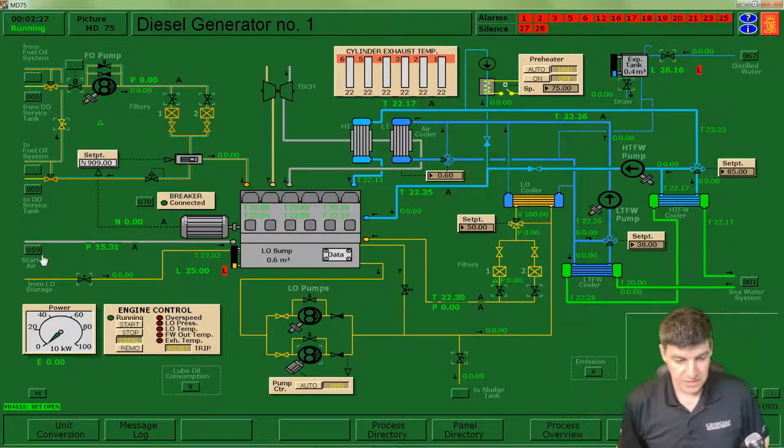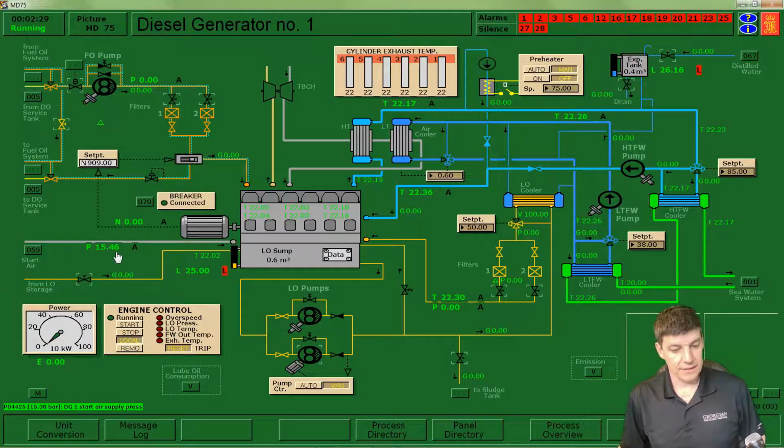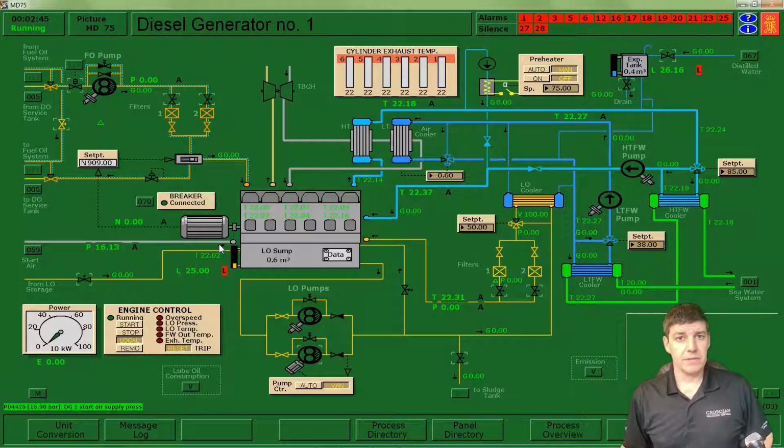And if I come across, I can see that I have some air pressure that's building. Now, you're going to need at least 15 bar of pressure, so I've met the minimums at this point to be able to start this. Okay. So that's one of my systems, and I'm going to go around clockwise through all the different systems, and we'll talk about them and make sure they're up and running.